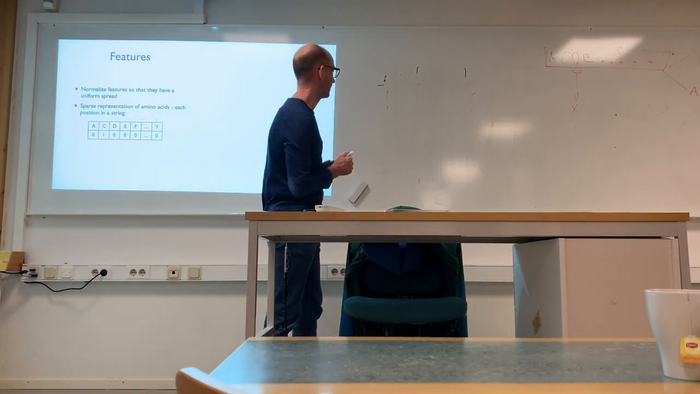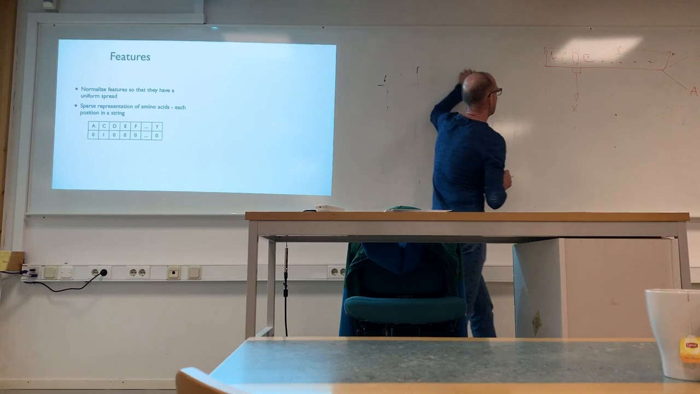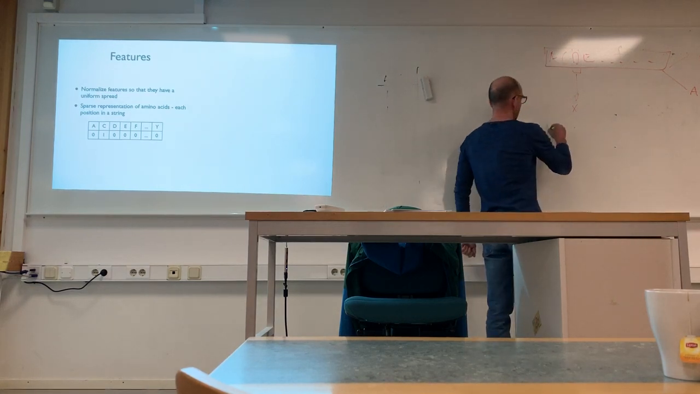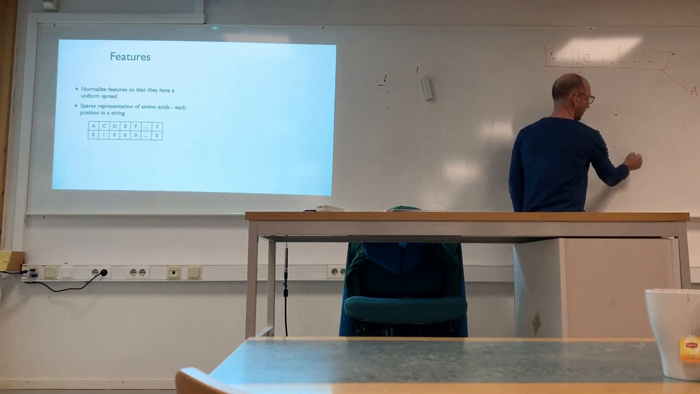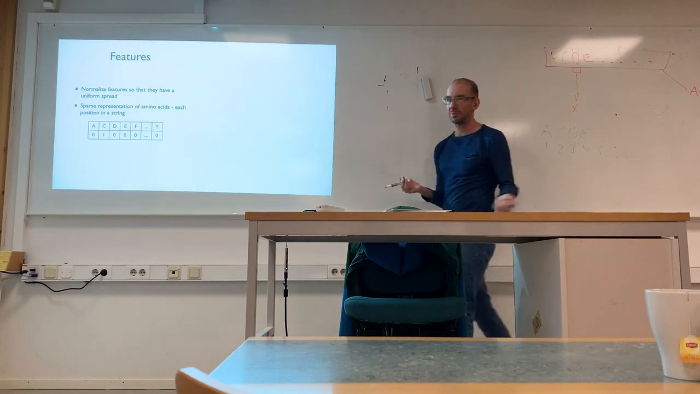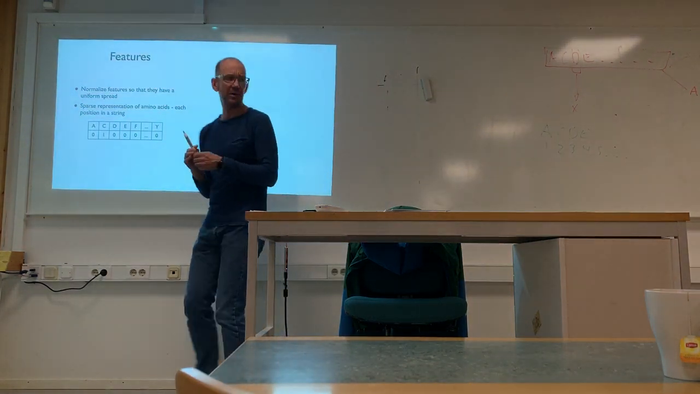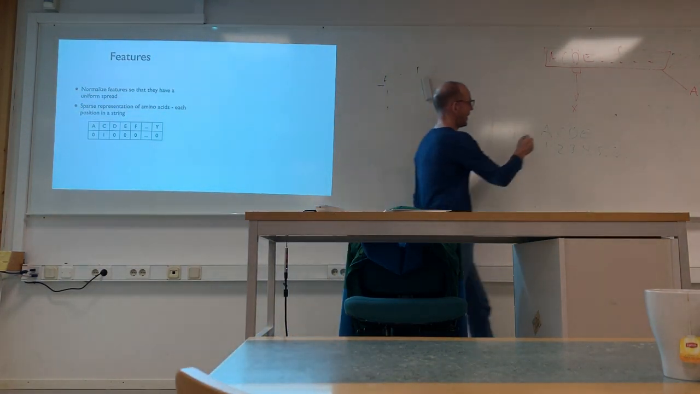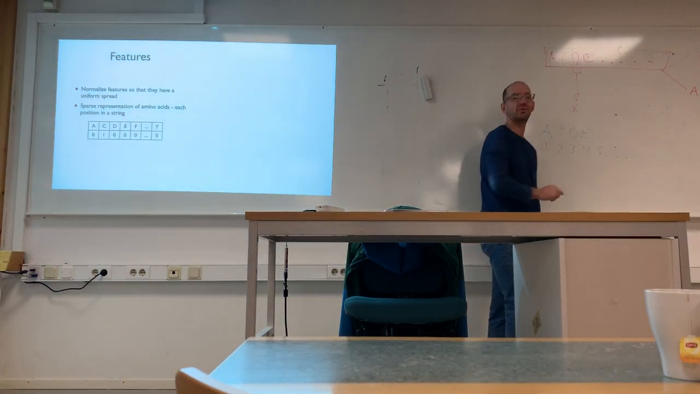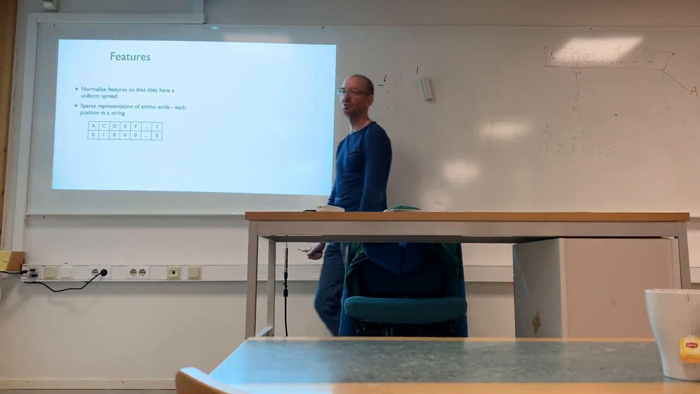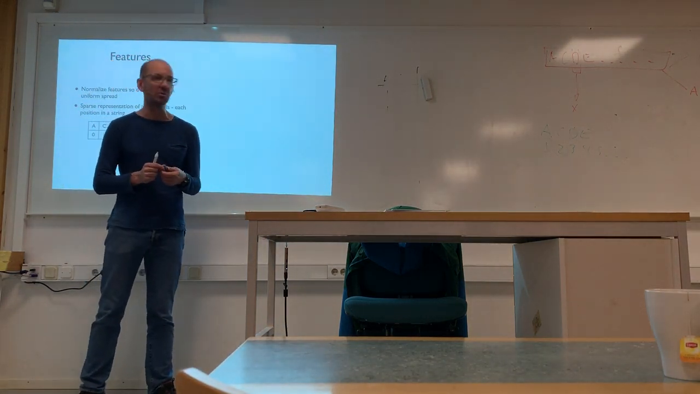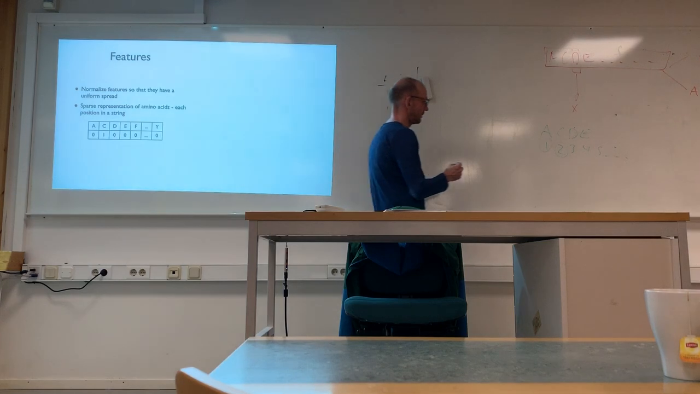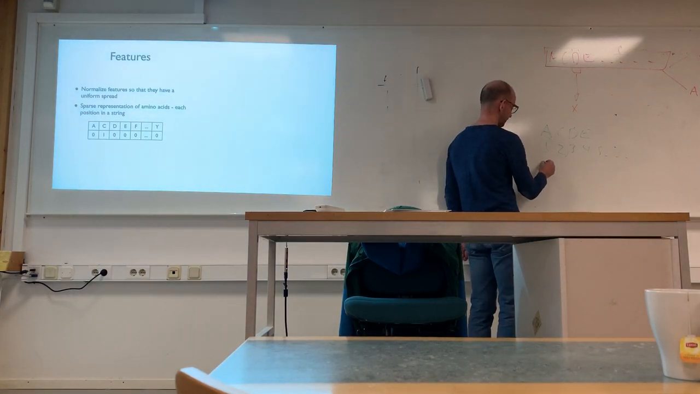Networks like to have values between 0 and 1. A problem here is that you could just represent amino acids as 1, 2, 3, 4, 5, etc. That's one way to represent it. However, that means this one will be twice as high as another, which is maybe not really what I want. So what I often do is what's called sparse encoding.